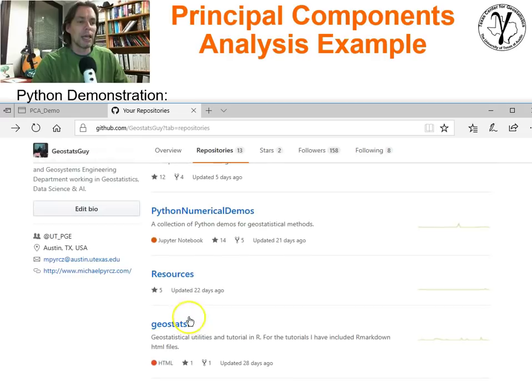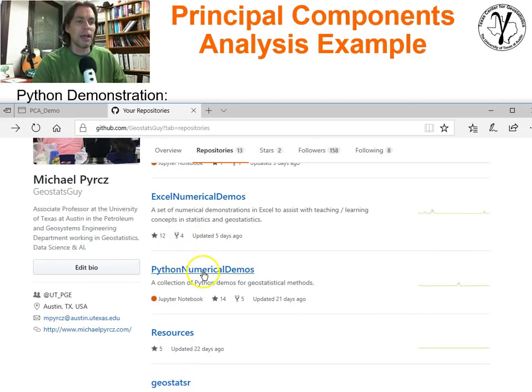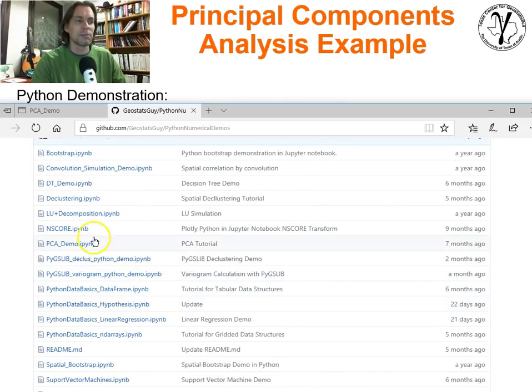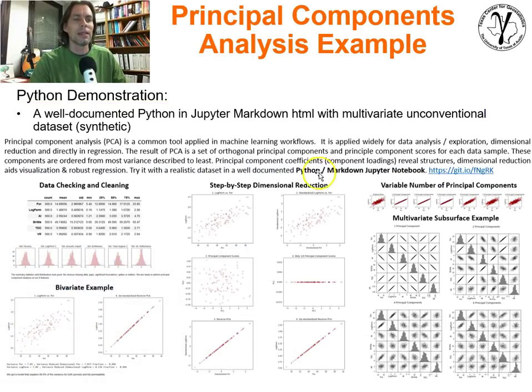You can go ahead and see that by coming back to GeostatsGuy on GitHub and going into Python numerical demos, where you'll see a bunch of demos in geostats, some standard statistics approaches and machine learning. And here's the PCA demo shown right there. And the data is also available to you.